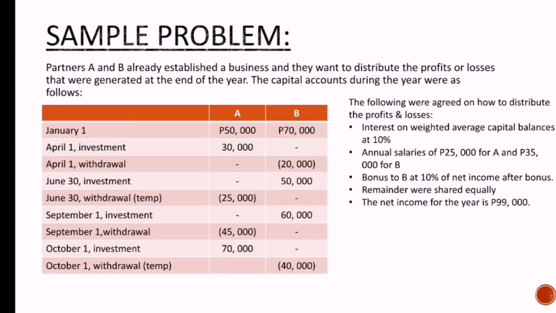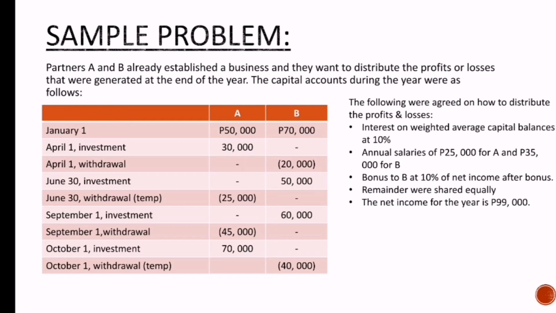Meron daw interest on weighted average capital balances at 10%. Meron ding annual salaries of 25,000 for A and 35,000 for B. Meron ding bonus to B at 10% of net income after bonus. And the remainder were shared equally. And the net income of the year is 99,000. So, may net income ang partnership.